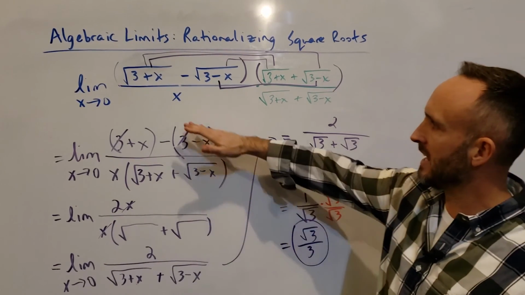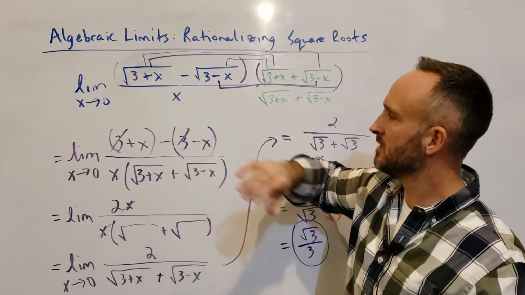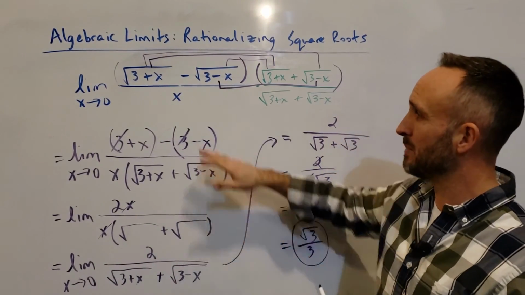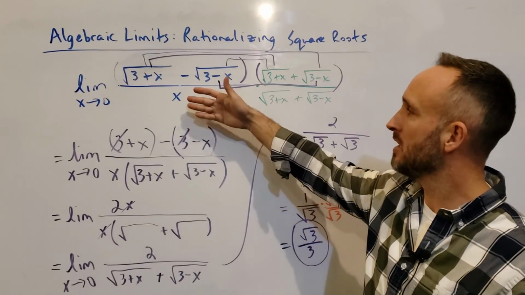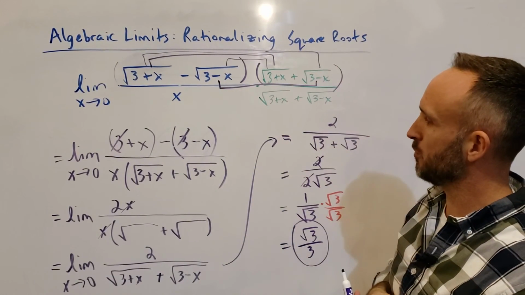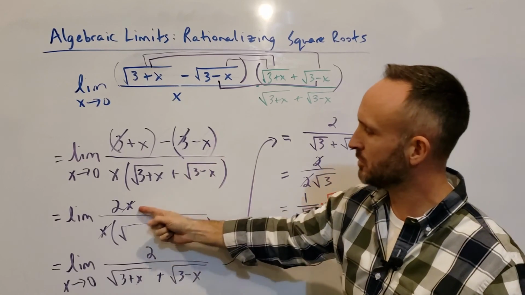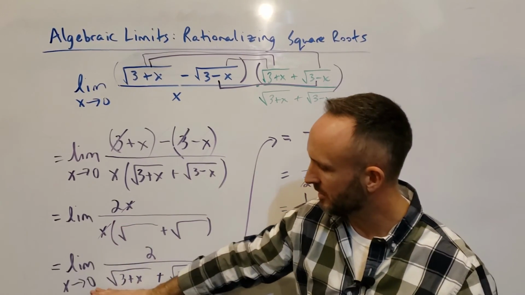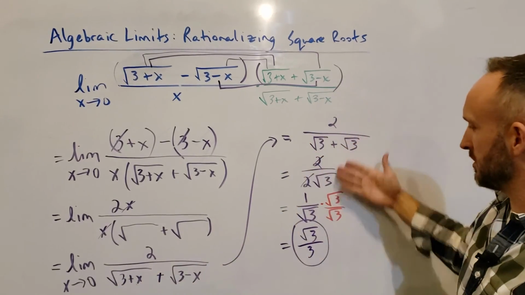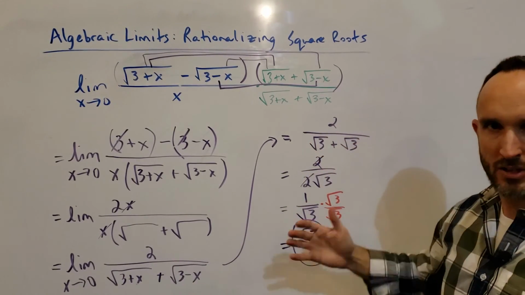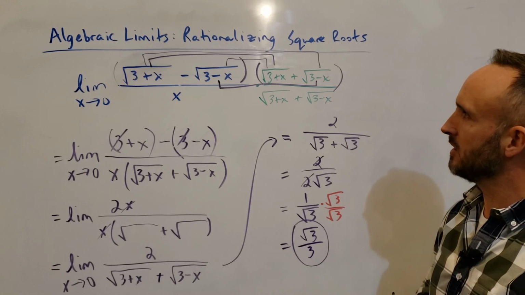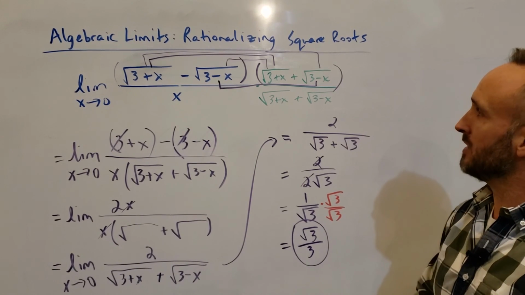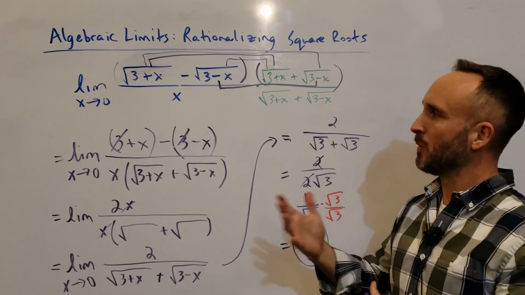So the limit as x approaches 0 of this sort of complex rational expression with square roots can't be evaluated by direct substitution, but if we rationalize the square root portion, it allowed us to cancel that x on the bottom, thus calculating the resulting limit by direct substitution, with one more little rationalization here. So that's a pretty basic example of evaluating limits using rationalization.